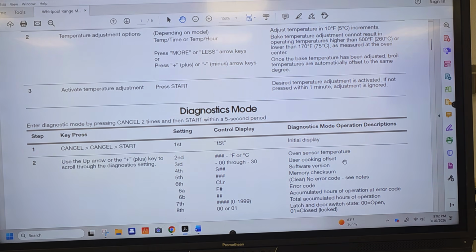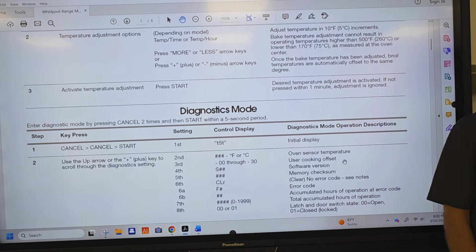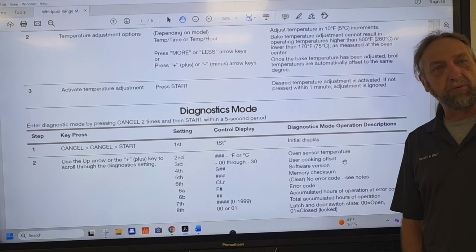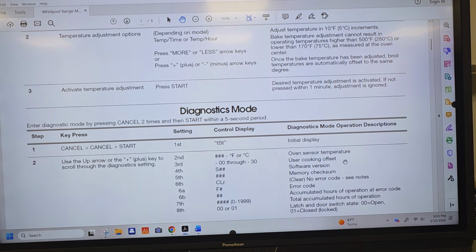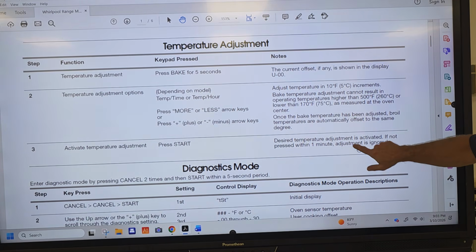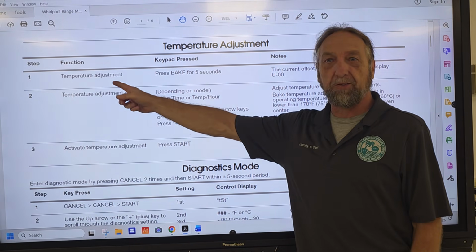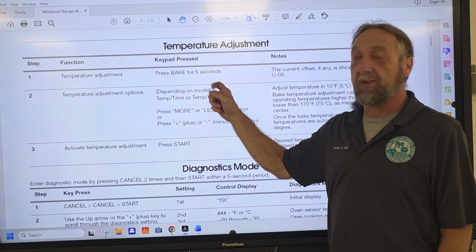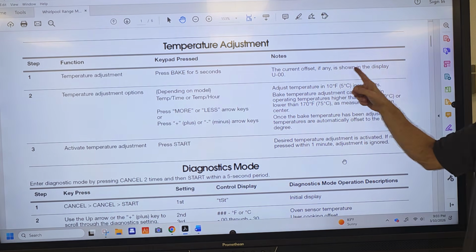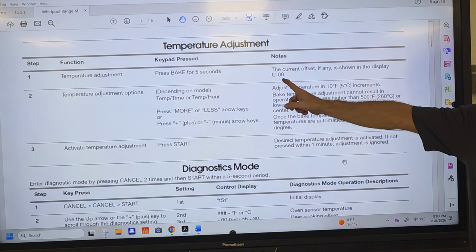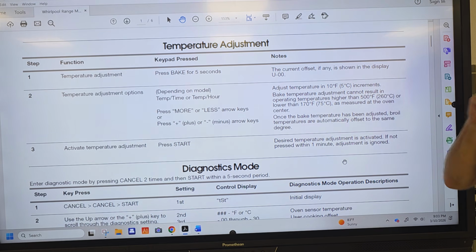what is this here? Third, 00 through 30, user cooking offset. What the heck is that? Anybody got an answer for that? 0 to 30. Yeah, but what does it mean? What does it tell you? Maybe the type of cookware? No. The length of time from 0 to 30? The personality of the machine. Did you guys read this? Oh. It says temperature adjustment. Press bake for 5 seconds. The current offset, if any, is shown as 00. I'll explain to you in a minute what that means. I just want you to see that.